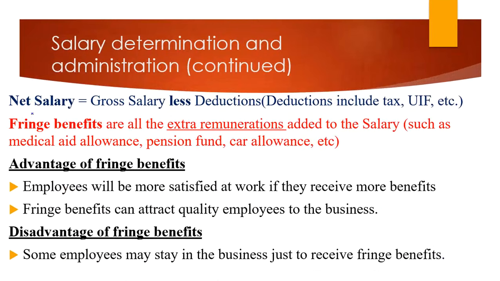All right, the net salary is how much the employee will take home. So to get the net salary, you take your gross salary and you minus the deductions. All right, that's how the net salary is determined: the gross salary minus all deductions, things like tax and UIF and so forth. All right, also fringe benefits. The business must decide which fringe benefits they're going to pay this employee. Fringe benefits include things like medical aid, pension fund, a car allowance. Remember, these are extra remunerations that are added to the salary.